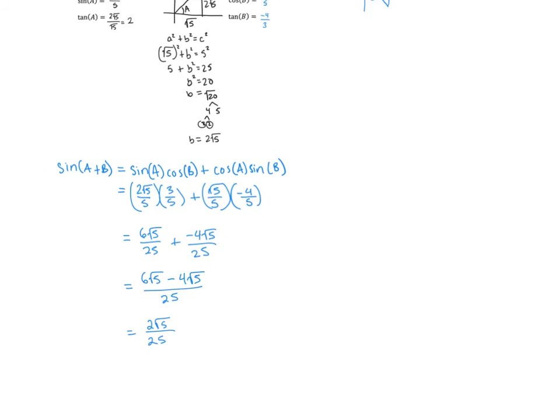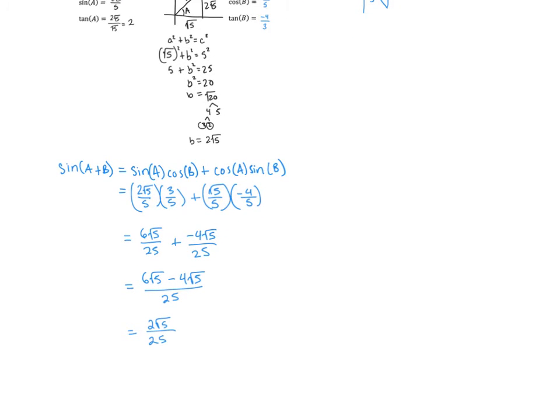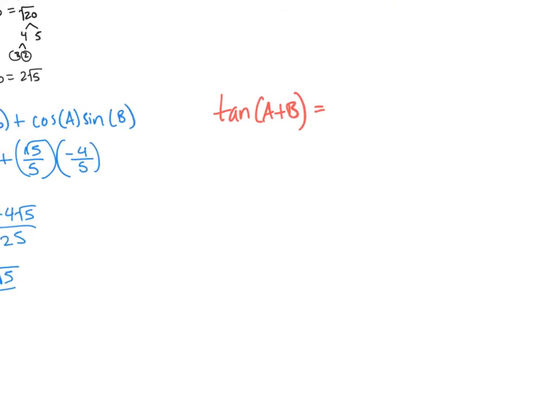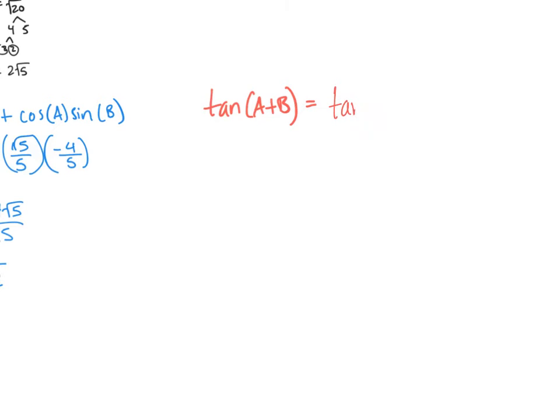So now they also wanted us to find the tangent of a plus b. So again, let me use a different color. How about red? So again, I'm going to go look at my formula sheet and go ahead and write. Let me zoom in a little bit to make it easier. Tan a plus tangent of b over 1 minus tangent a times tangent of b.